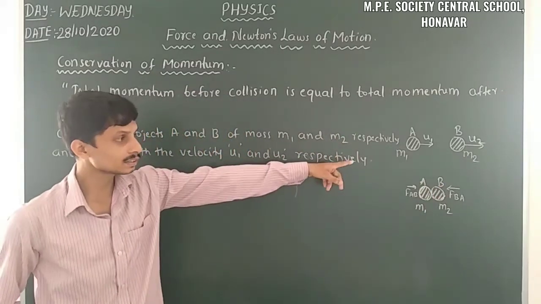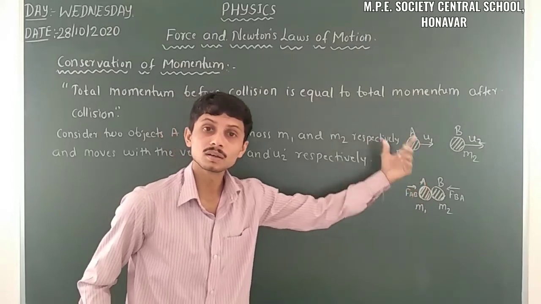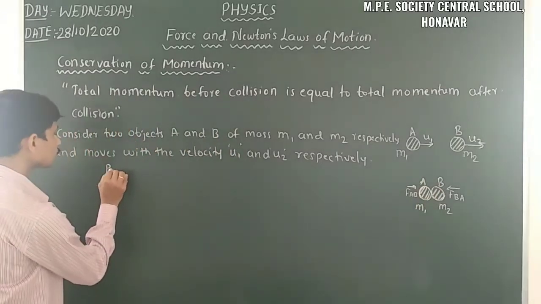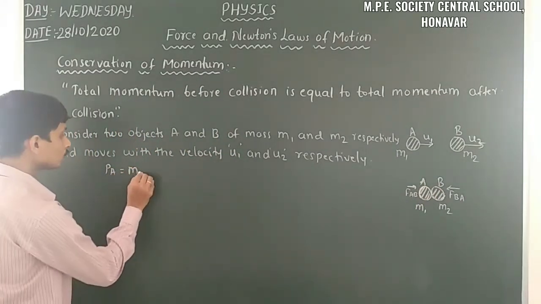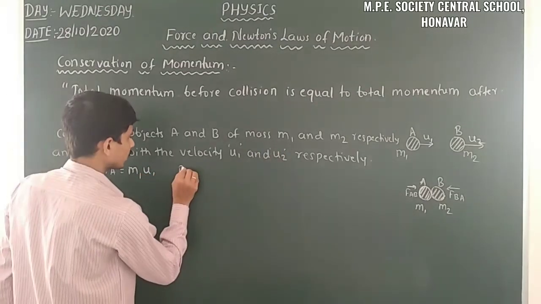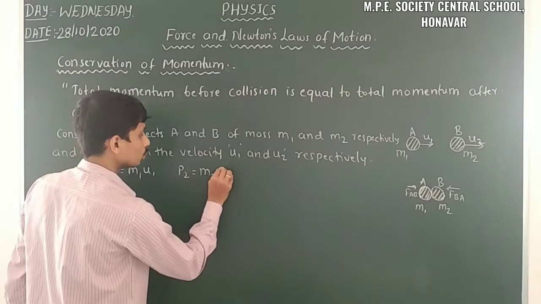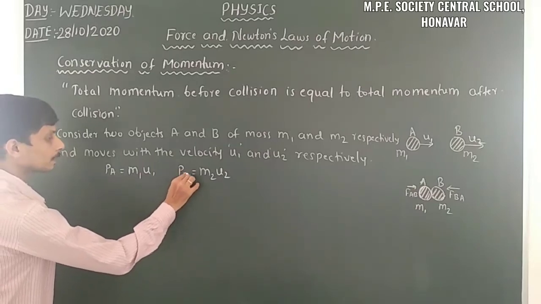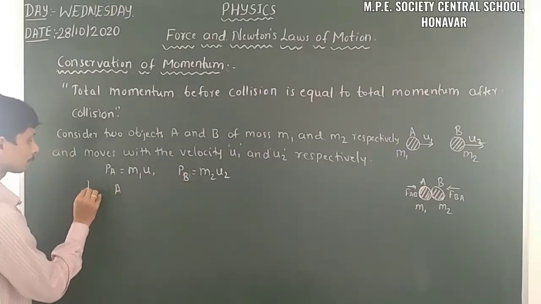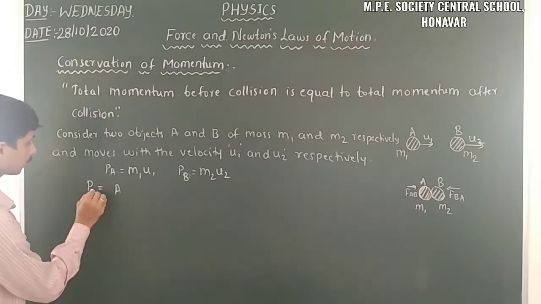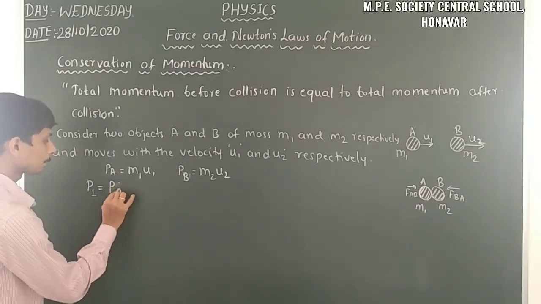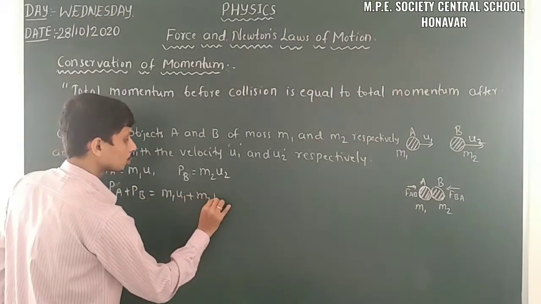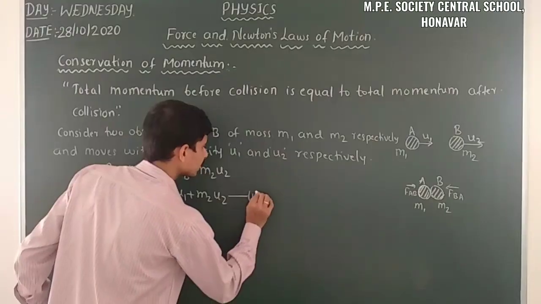So here, firstly consider in this case the momentum of the first object. What is the momentum of that one? PA. So PA is equal to m1 u1, and PB is equal to m2 u2. What is the total momentum here? PA plus PB. So total momentum P before collision, I will take as P1, is equal to PA plus PB, which is m1 u1 plus m2 u2. Take this as equation number 1.